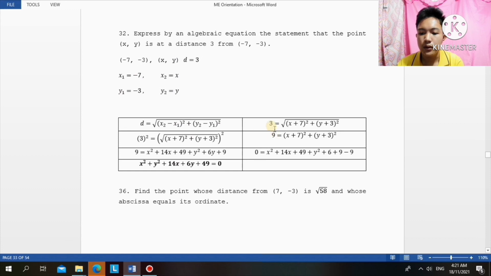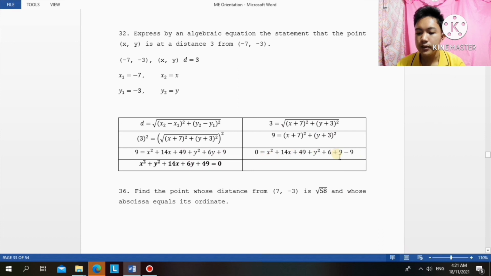Substitute the values, so our equation will be 3 is equal to the square root of (x + 7) raised to 2 plus (y + 3) raised to 2. So square both sides to get rid of the radical sign. So 3 raised to 2 will become 9, then (x + 7) raised to 2 plus (y + 3) raised to 2. So expand, (x + 7) raised to 2 will become x squared plus 14x plus 49. Then expand (y + 3) raised to 2, so y squared plus 6y plus 9.